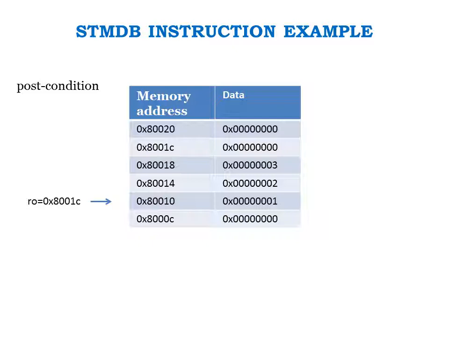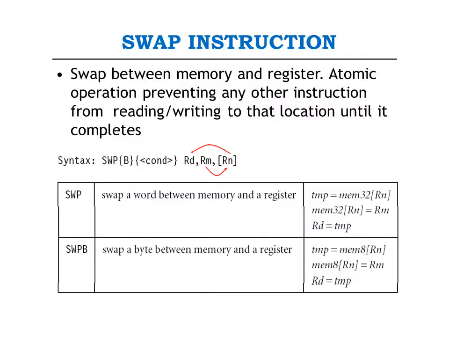8001C. So this is how the LDM and STM instructions are used for moving a block of data from memory to register or from register to memory with the help of different addressing modes. Next we will see the swap instruction.